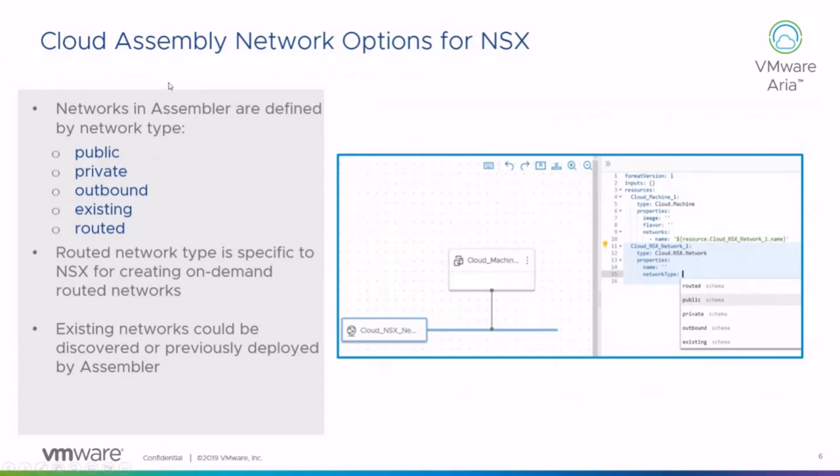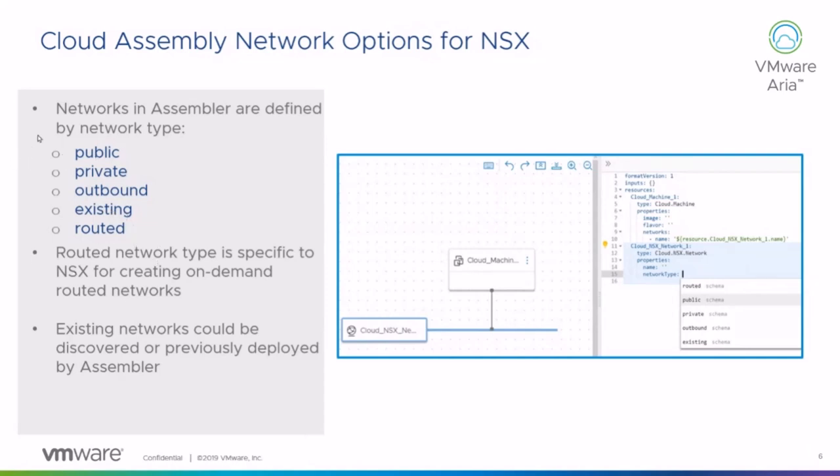Apologies for that, but Assembler network options for NSX are defined using network types, and we're going to take a look at that live when we dive into the product. The network types are public, to associate with any networks that you, as a network admin or cloud admin, have labeled and flagged as internet facing maybe. Private, if you're looking for isolation. Outbound, all about NATing, and we'll talk about that. And existing is an existing segment in NSX-T or existing networks like distributed port groups using distributed virtual switching.